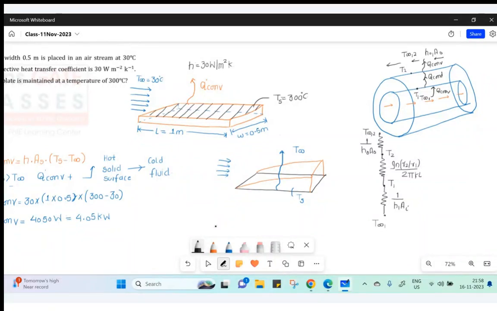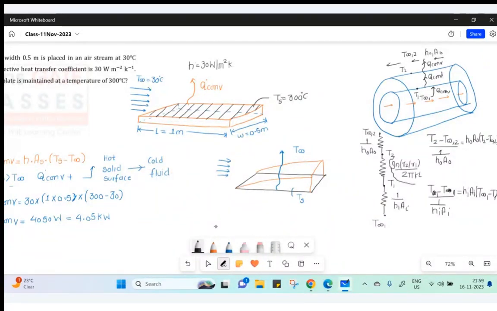For your clarity, let me write it like this. T2 minus T infinity 2. Look at this expression. 1 over H0 A0. If you simplify it, it is H0 A0 into T2 minus T infinity 2, right? Similarly, T1 minus T infinity I is 1 over HIAI. This is T infinity 1 and this should be T1. T infinity 1 minus T1. And similarly, you can write this one. Now, your objective is you wanted to get this expression.